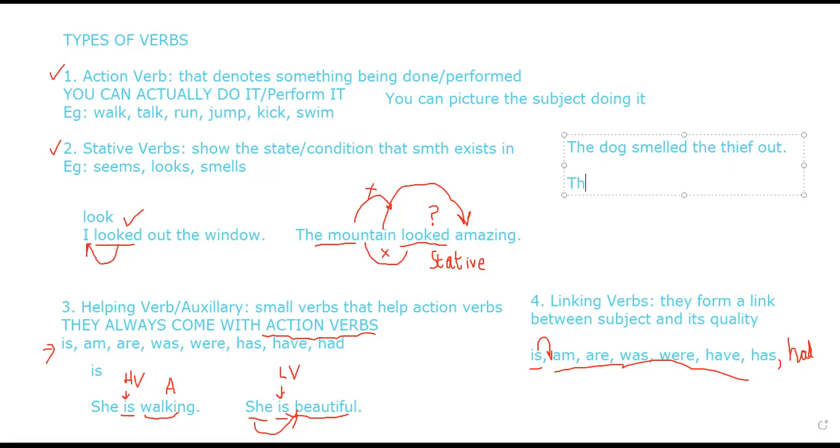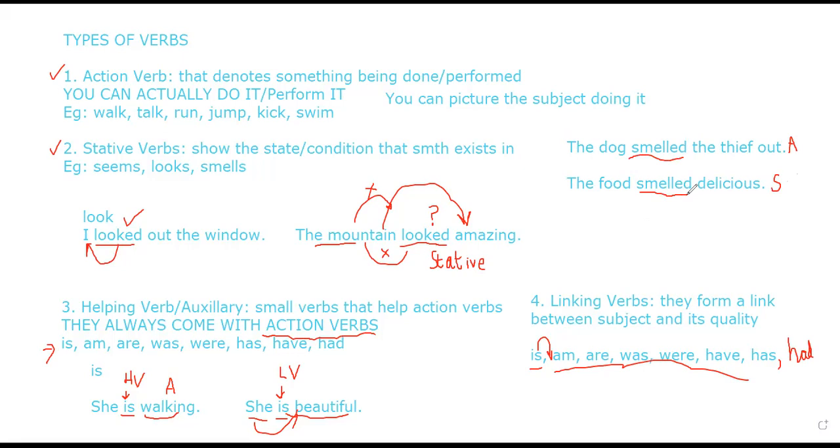But if I say, the food smells delicious, is food doing the action of smelling? Does food have a nose to smell with? No. Food is not performing this action. Food's state is that it is delicious. So this is a stative verb. Smelled here is an action verb. Smelled here is a stative verb. Right? I hope that this is clear.